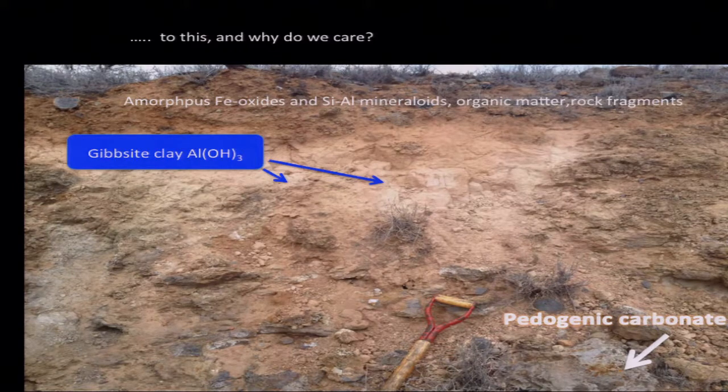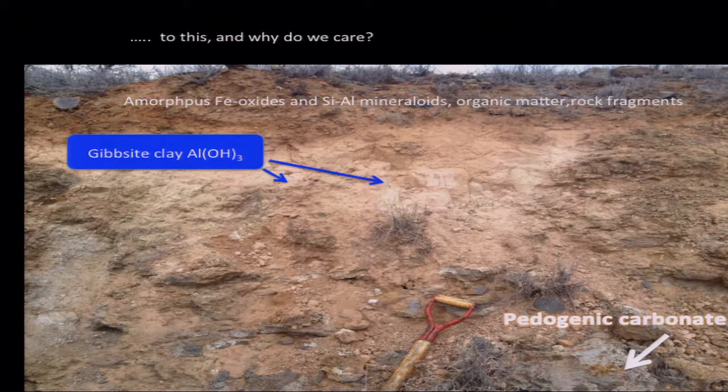Nothing's at equilibrium, or not enough things are at equilibrium. It's a very, very open system. Here we've got the upper part. We've got amorphous iron oxides giving it the red color. So these non-crystalline aluminum silica mineraloids, which haven't crystallized yet. Some modern organic matter. Some rocks that are floated up by wetting and drying events.